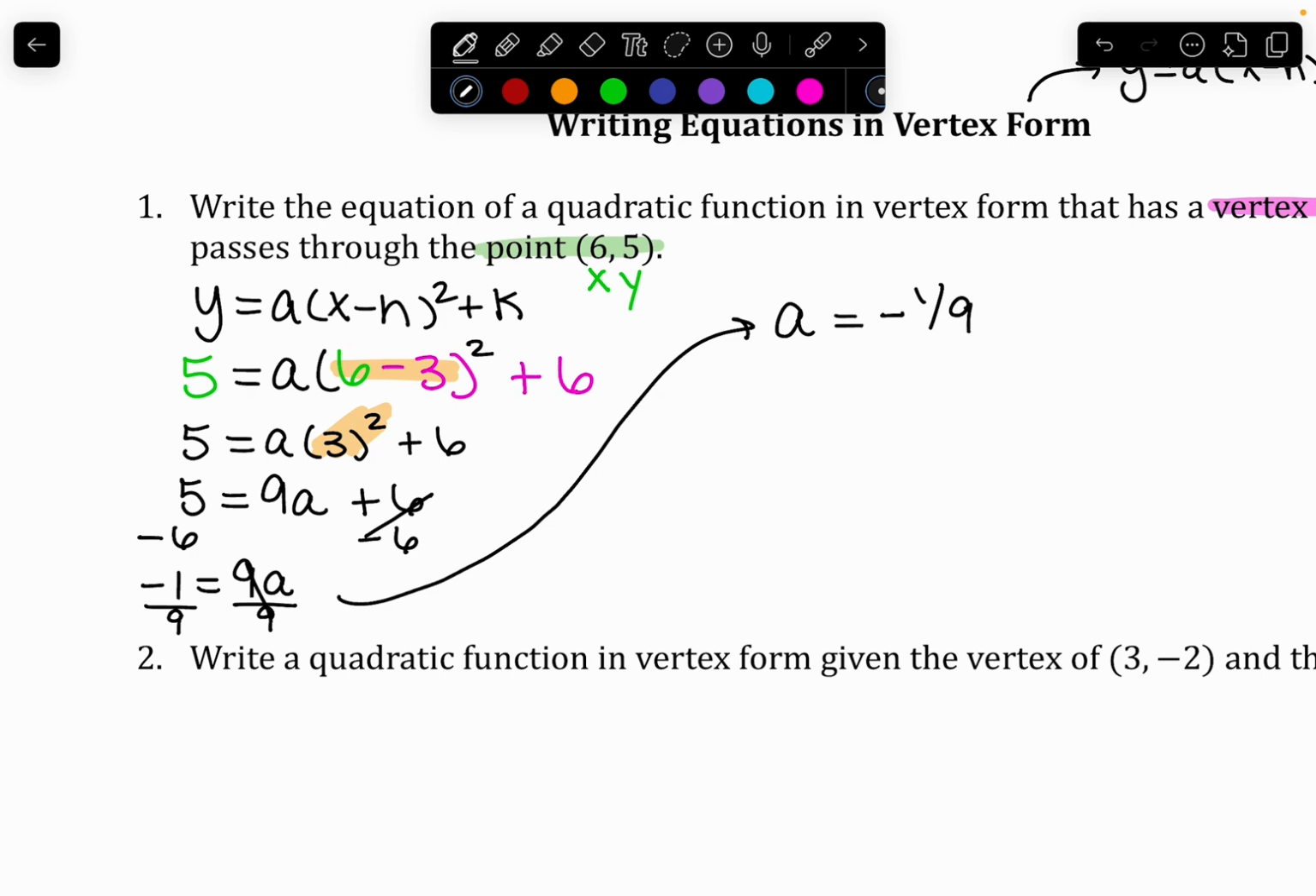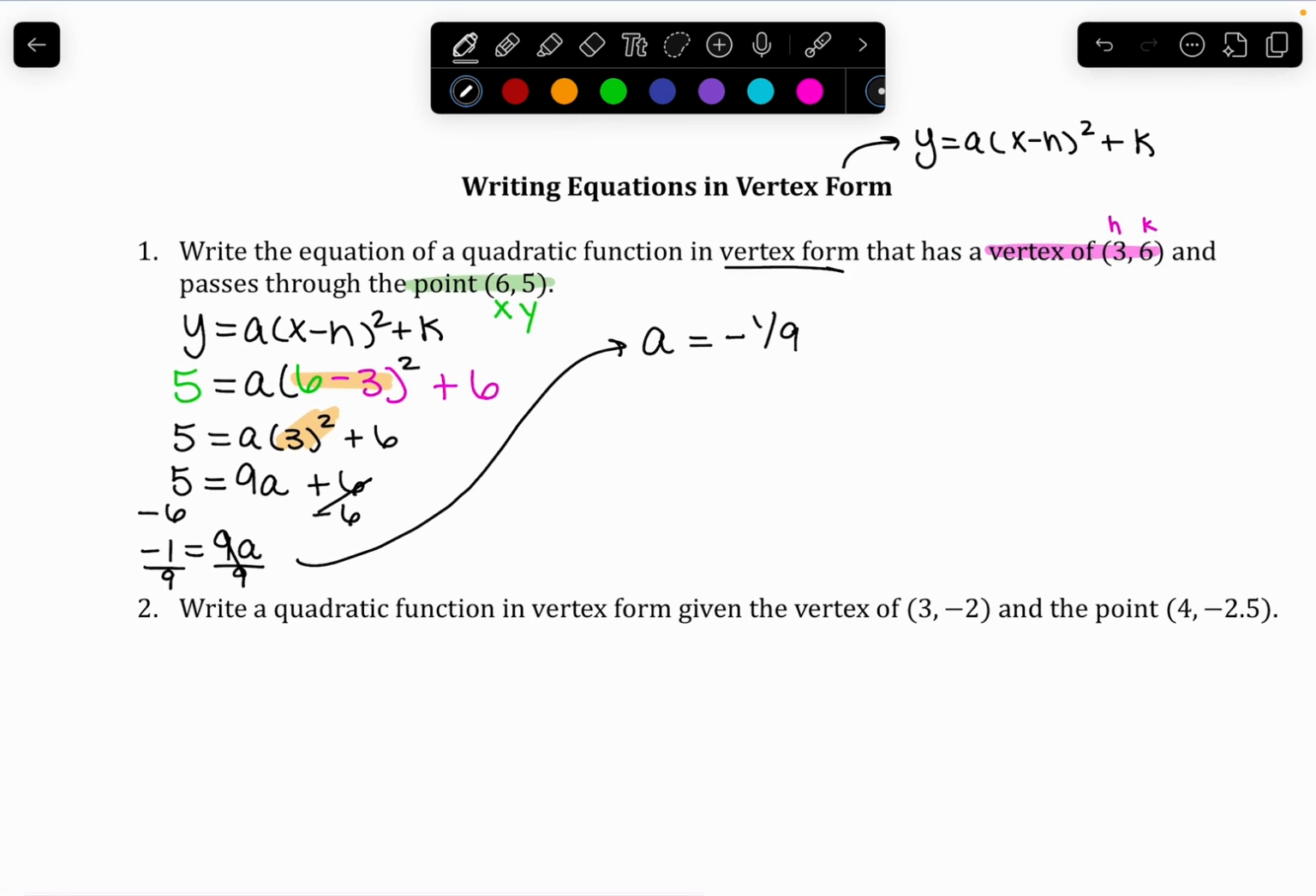Now it says write the equation of a quadratic in vertex form. This is not vertex form, that's just a. So when we rewrite our equation in vertex form, I only need two pieces of information. I need my a value and I need my vertex. I do not need my point. Do not put your point back in. You only need your point once. You need your vertex twice and you need your a value.